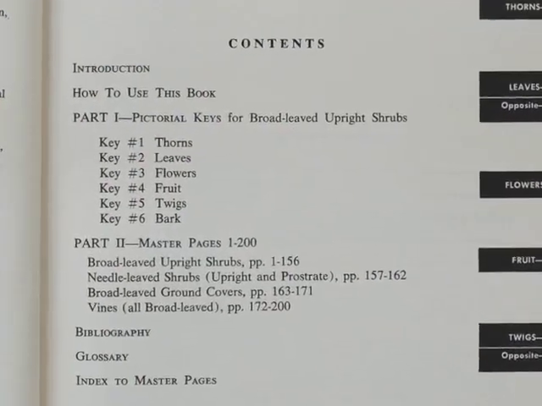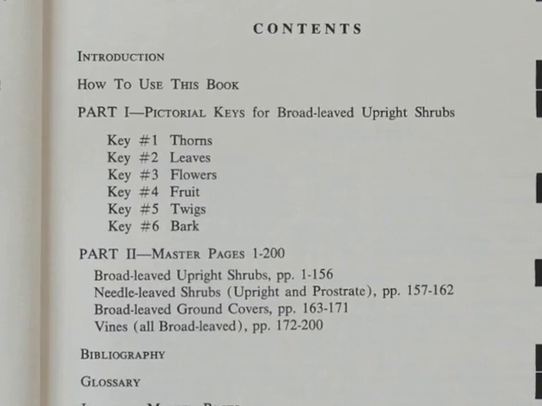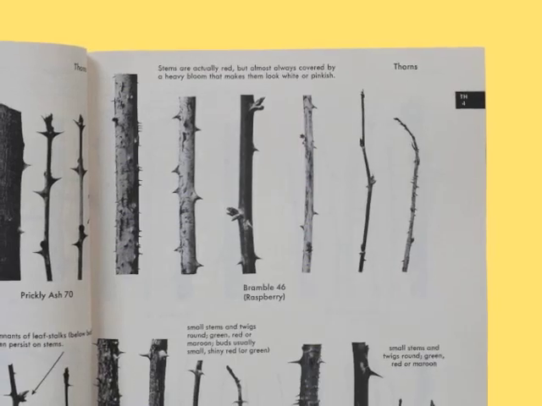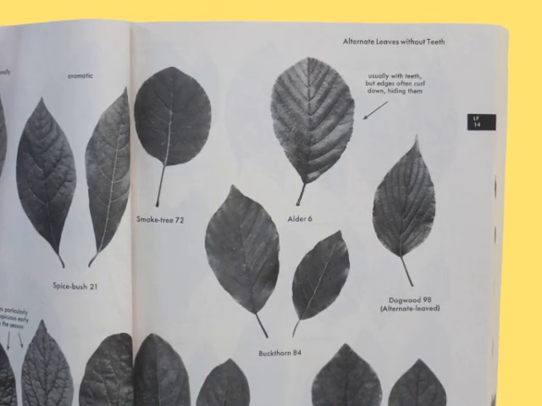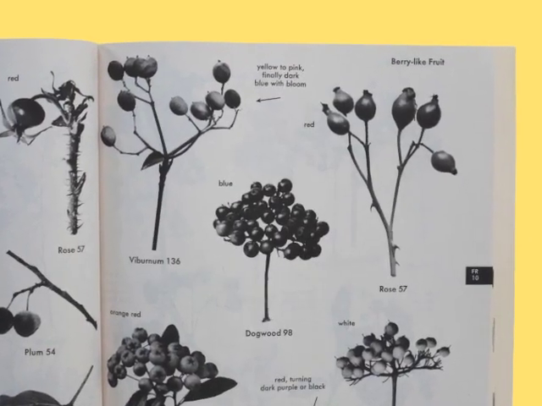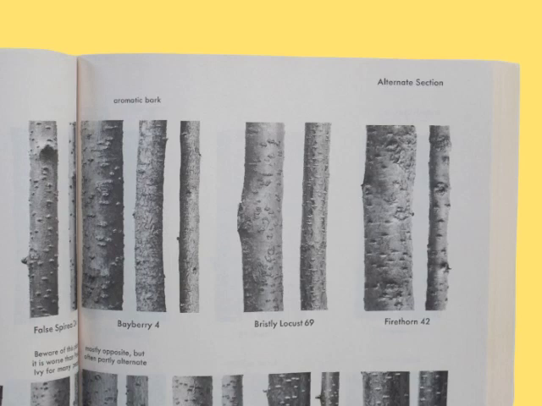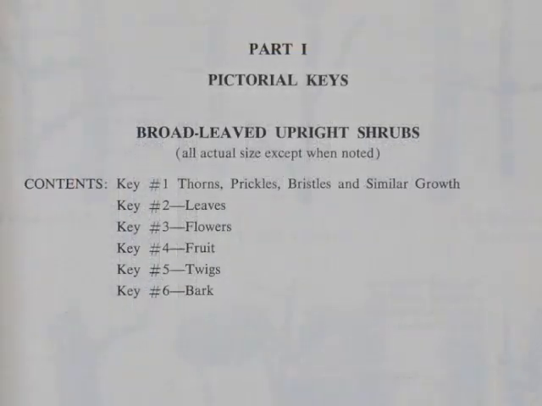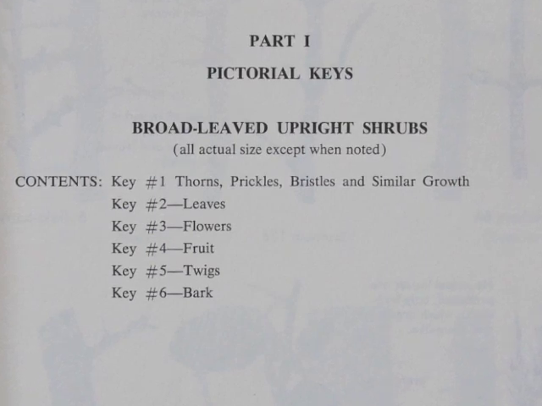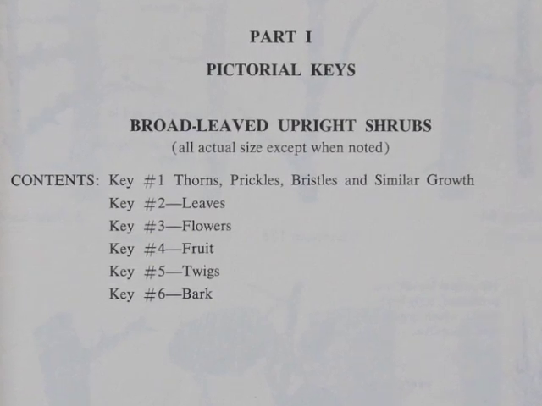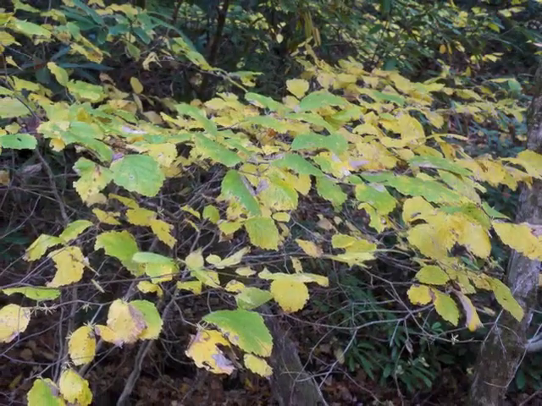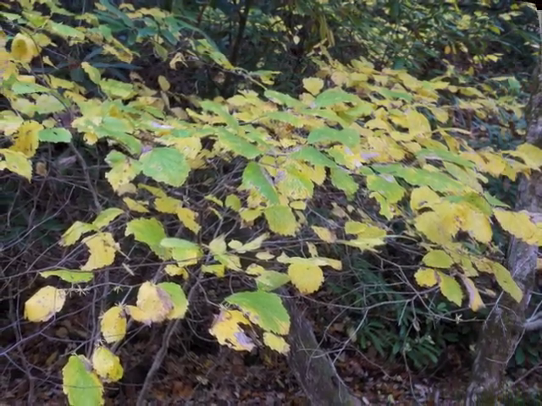With this type of key, we will be matching the plant we are trying to identify with the photos of various types of plant parts: thorns, leaves, flowers, fruit, twigs, and bark. With this key, we don't need to have all the plant parts to work with. However, the more we have, the easier it becomes to make an accurate identification. Let's work with this plant, found in the woods in the fall, which has several identifiable plant parts.